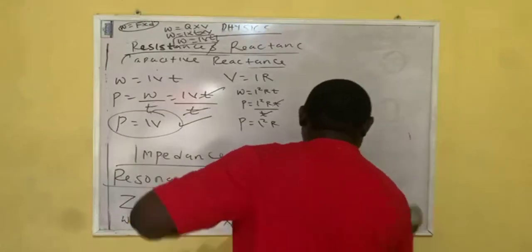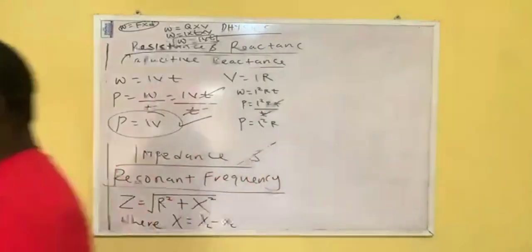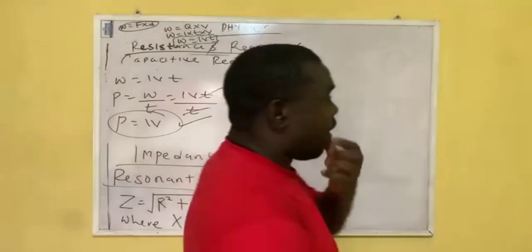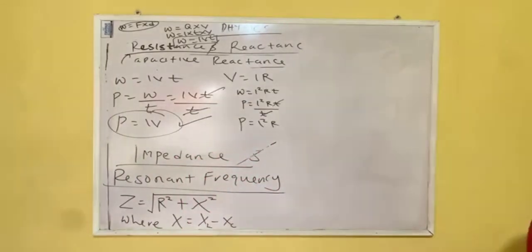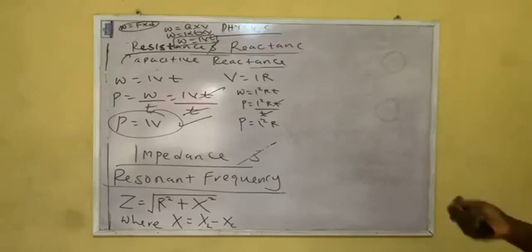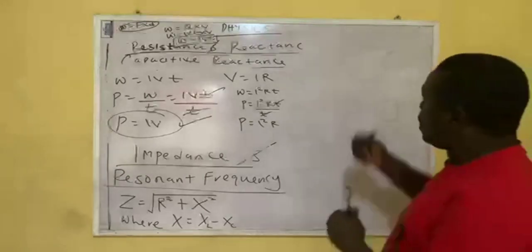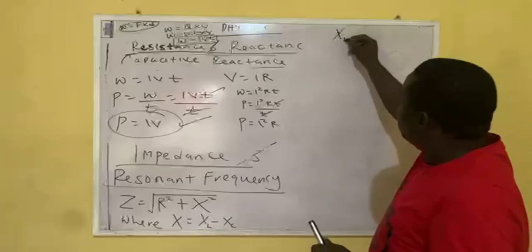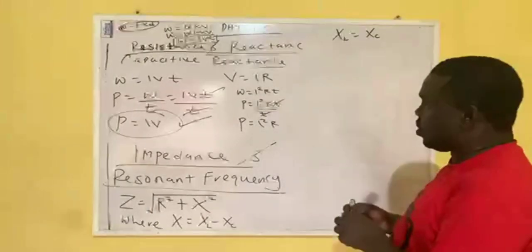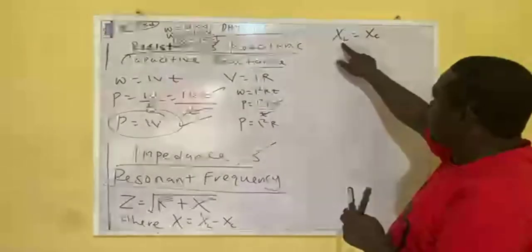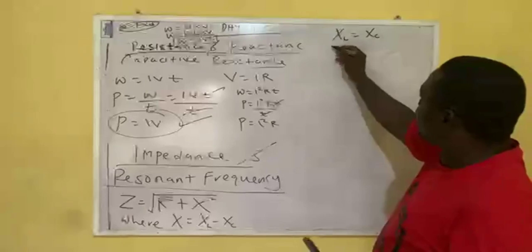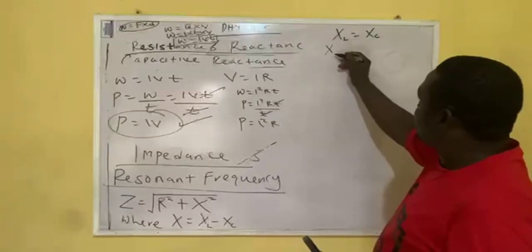And that's the part of resonance frequency, okay? At resonance frequency, you know that your impedance is minimum, and what happened again? Your XL is equal to your XC at resonant frequency. Your XL is equal to your what? Your XC. So what do you have now?